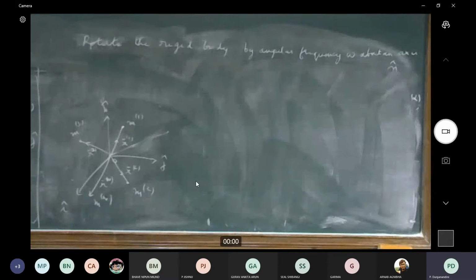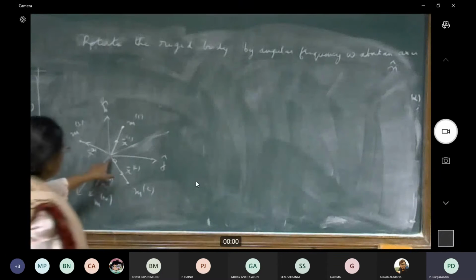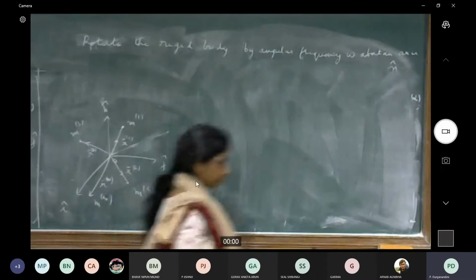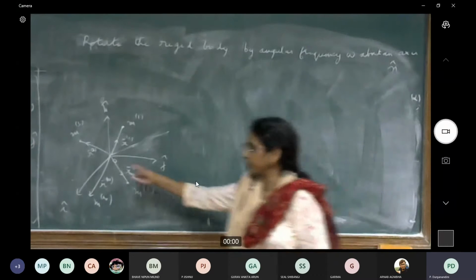What is angular momentum by definition? And also, please remember that whenever we talk of angular momentum, it's with respect to a particular choice of origin. So about this choice of origin.